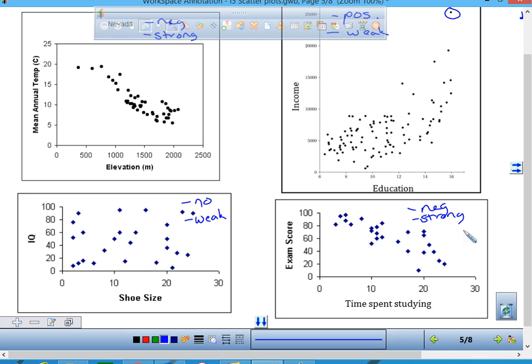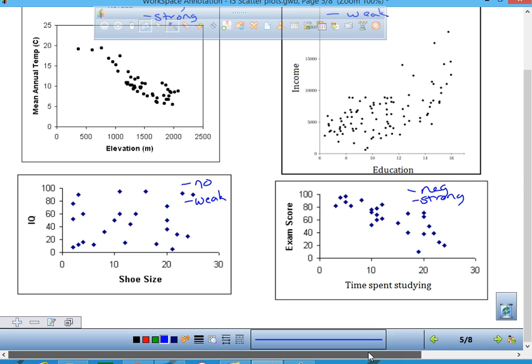How about over here? Okay, so what would you say for the relationship between them? Okay, the more education you have, the higher your income is going to be. According to this. That's like 12 years of high school and 4 years of college. That's 16. Okay?